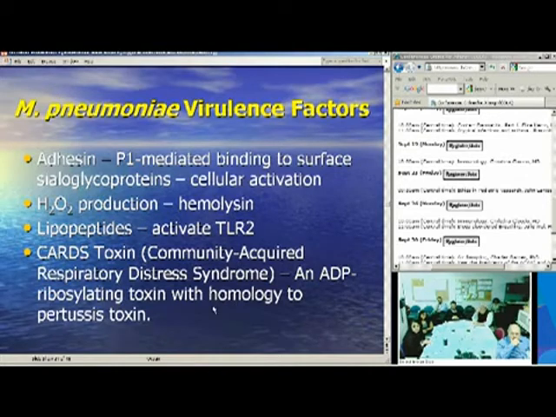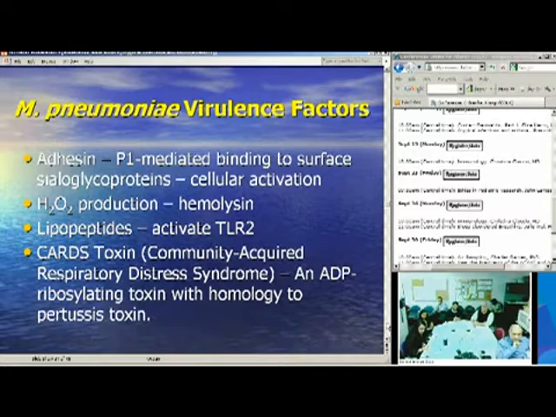And the most interesting thing recently is the recognition that this organism produces a toxin, which is very similar to pertussis toxin and other AB-type toxins, that has enzymatic activity and has a definite toxicity for the respiratory epithelium. And we're still getting more information about this.